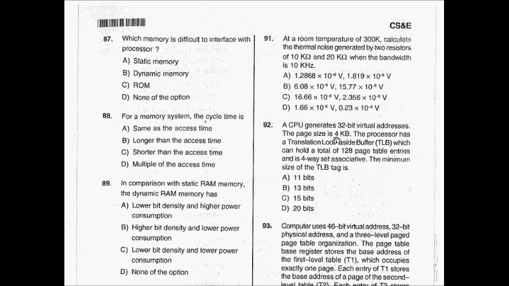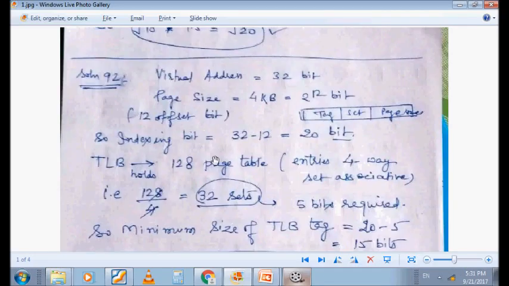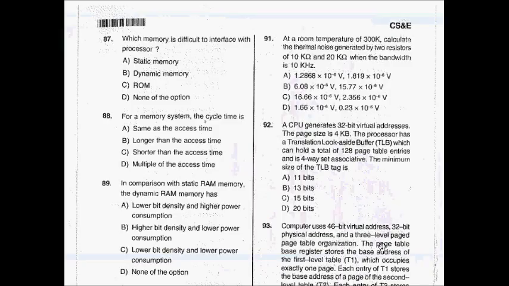But one more thing is given, that the TLB is arranged as 4-way set associative, and 128 page table entries are there. So 128 by 4 is 32. So 32 sets are possible, and for representing 32 sets we need 5 bits. So 20 bits minus the 5 indexing bits is equal to 15 bits. So that 15 bits is the tag size. So exactly we will get the answer as 15 bits.